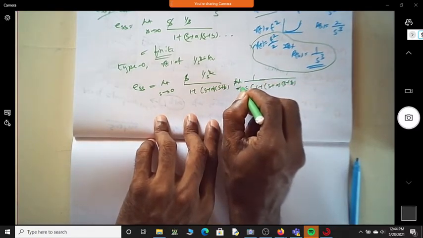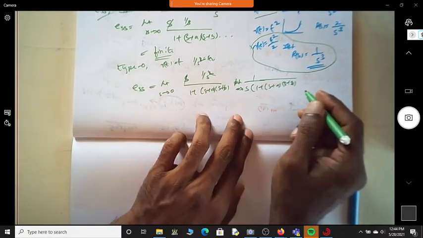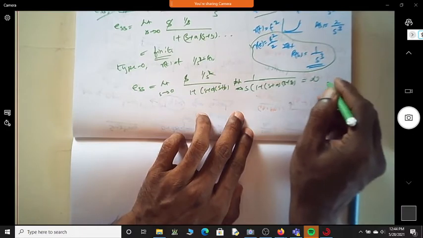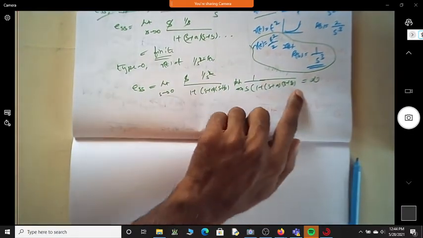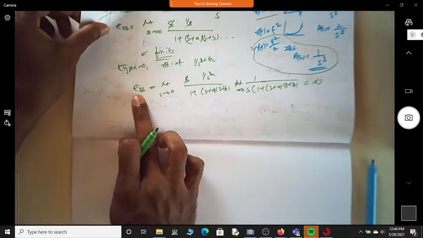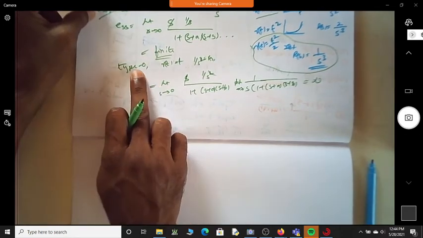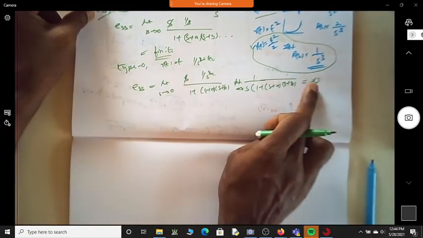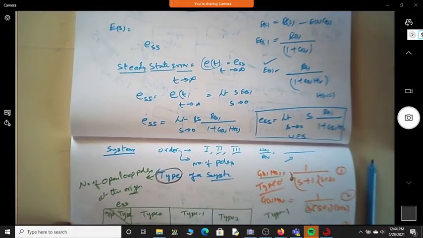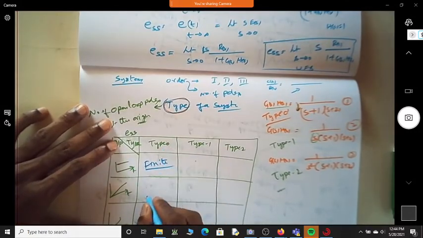It will tend to infinity if you make s tending to 0. So what will happen to this? It will tend to infinity. Does this tend to become infinity? Yes, sir. So now, this will tend to infinity. So before that, what do you have now? ESS for a type 0 system for a ramp input is infinity. Will it become infinite here? Yes, sir. That is type 0 here.